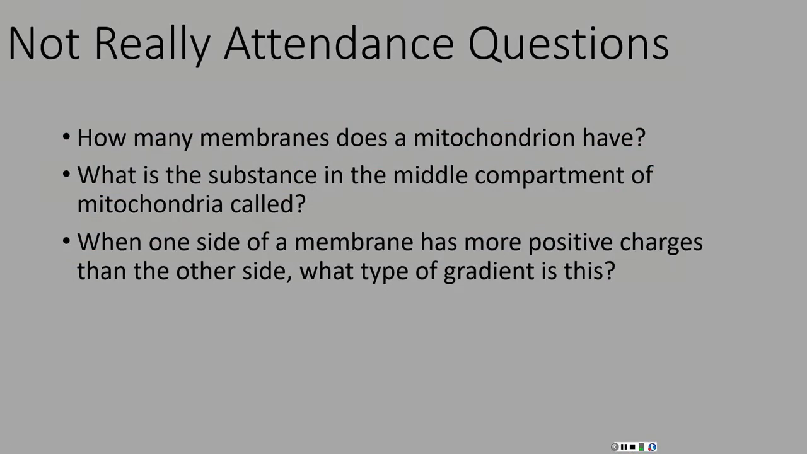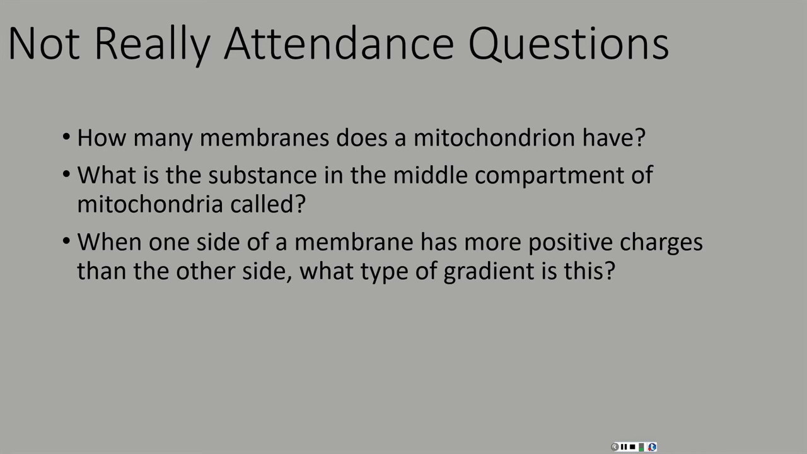Here are our not really attendance questions for the day. How many membranes does a mitochondrion have? What is the substance in the middle compartment of mitochondria called? And when one side of a membrane has more positive charges than the other side, what type of gradient is this? All of these came from either Chapter 2 or Chapter 3. These are going to tie in directly with some of what we talk about today. So it's a good idea to go back and refresh on these if you don't know the answers. So go ahead and pause the video and try to answer these.